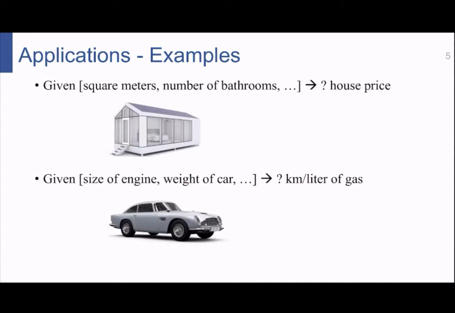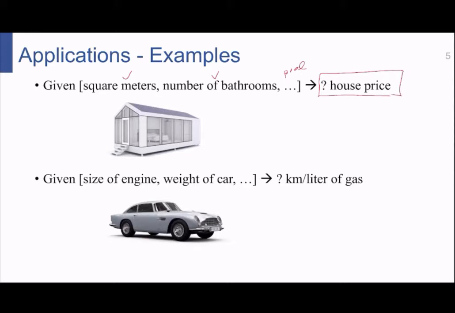There are many applications of this, just a few here, and we are going to see many more later. We would like to predict the price of a house, given how big it is, the square meters, how many bathrooms it has, does it have a pool or not, is it close to a busy street or not. This is an instance of a regression problem, predicting the price of this house.